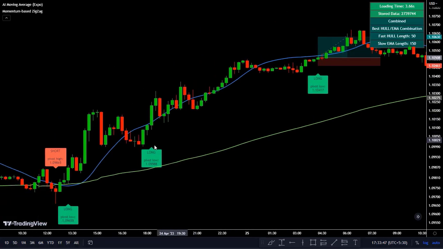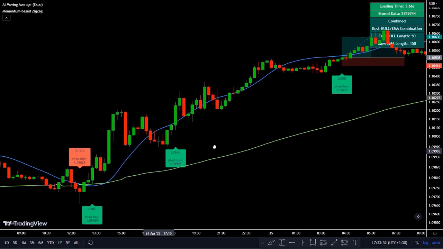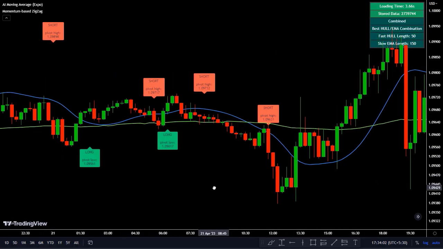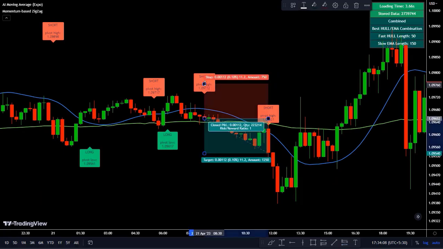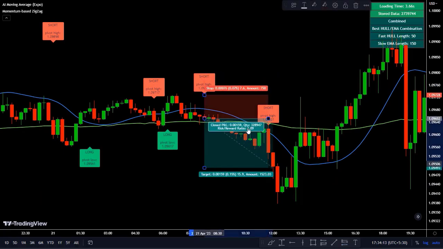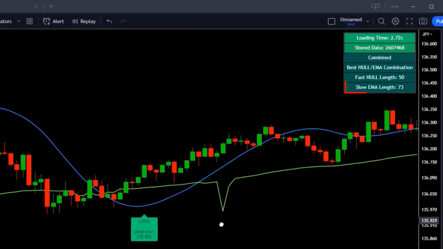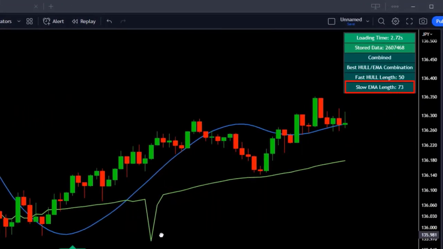The beauty behind this AI moving average is that it will change its length depending on the time frame and market conditions. For example, let's switch the time frame to 1 hour. The indicator has loaded all the data and determined that the best length for the slow EMA based on performance and win rate should be set to 73. We check the signals and see that they are indeed very accurate.